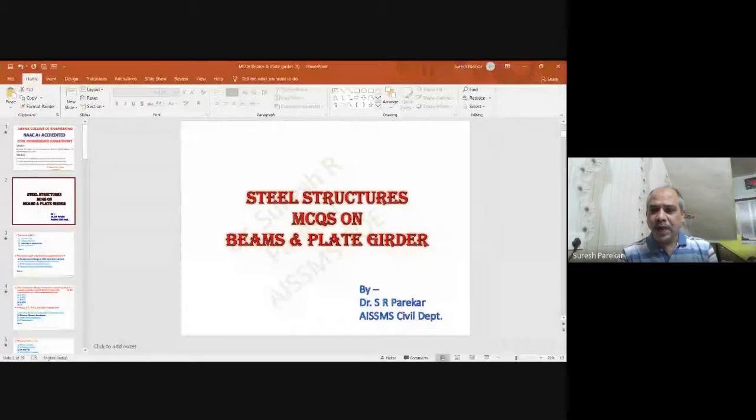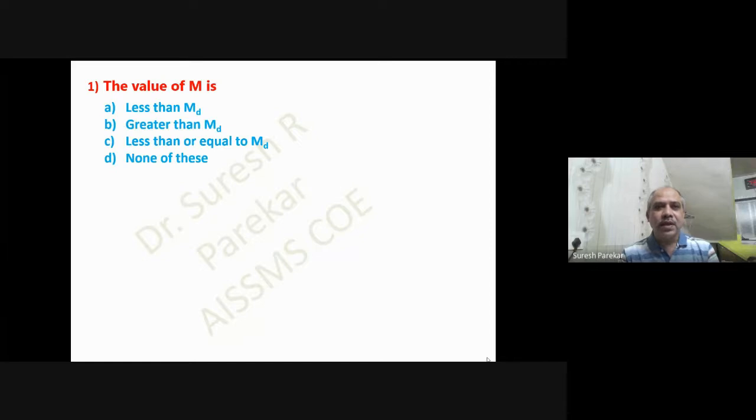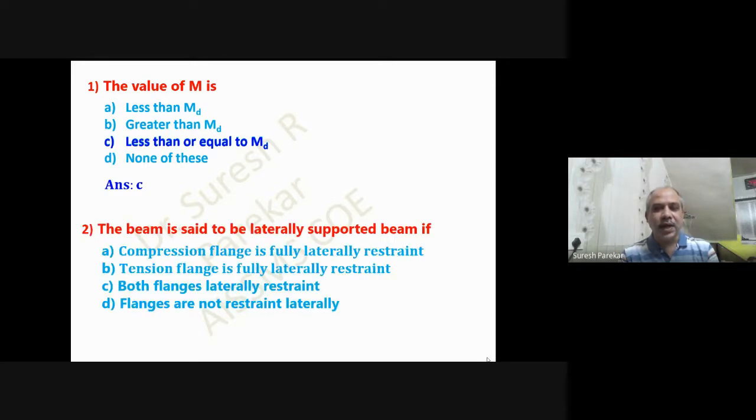Beams and plate girder. In this, we have beams. That means my load is perpendicular to the longitudinal axis of the member, and those members we are going to call beams. So now first the value of M is less than or equal to MD. We have P less than PD, T less than TD, and in the same way this is less than or equal to MD.